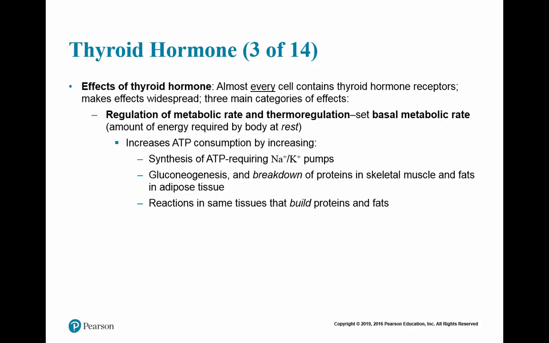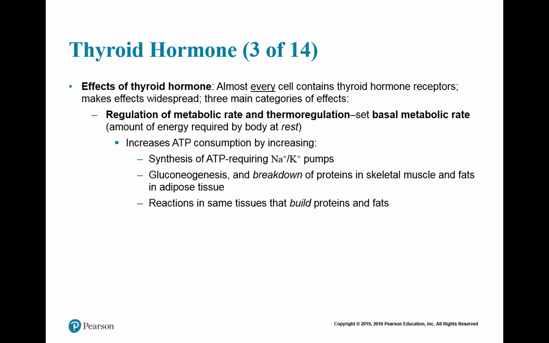First is the regulation of metabolic rate and thermoregulation. They set your BMR, your basal metabolic rate, how much energy your body uses just to stay alive. They can increase your ATP consumption, and they do this 3 ways: by increasing the synthesis of ATP. That's going to require more sodium and potassium pumps. Gluconeogenesis happens. Gluco is sugar, neo is new, genesis is to make. So making new sugar and breaking down proteins in your muscles and your fats.